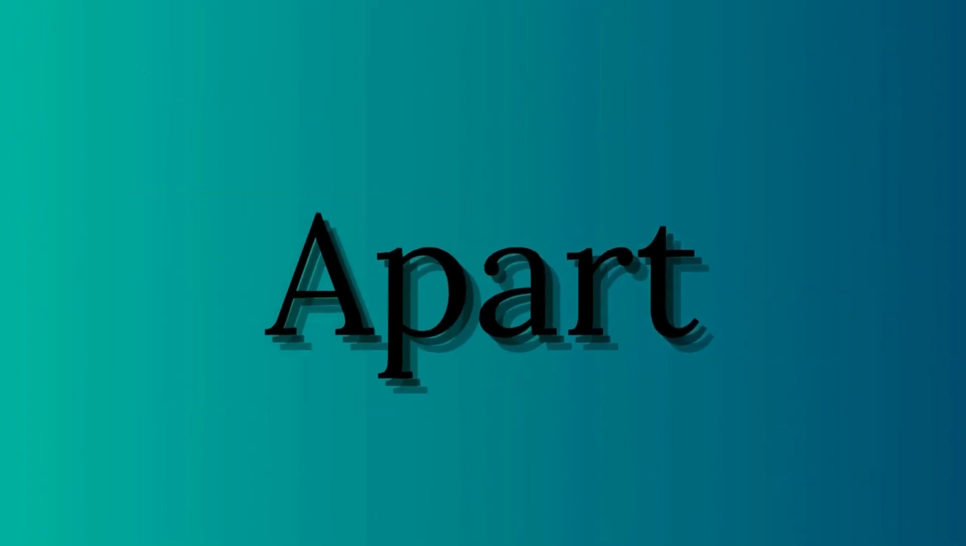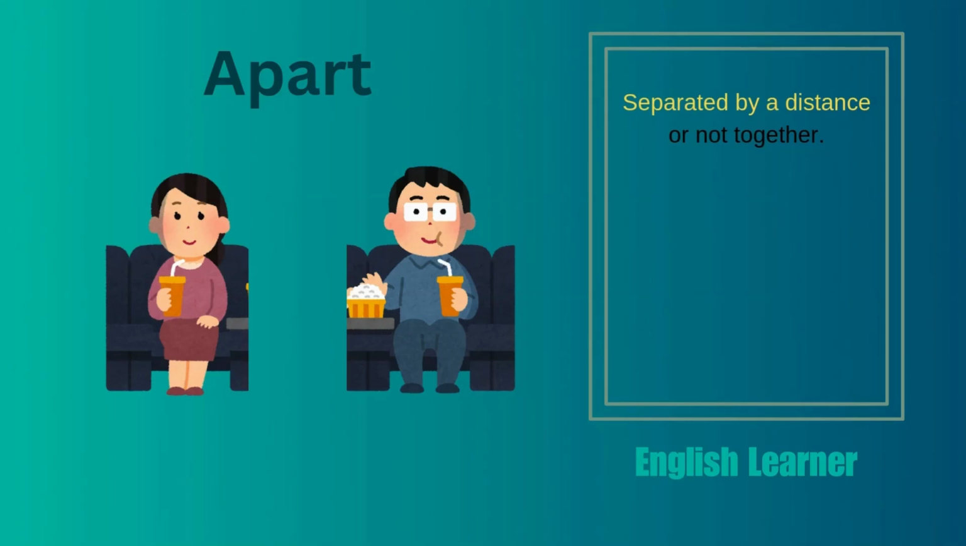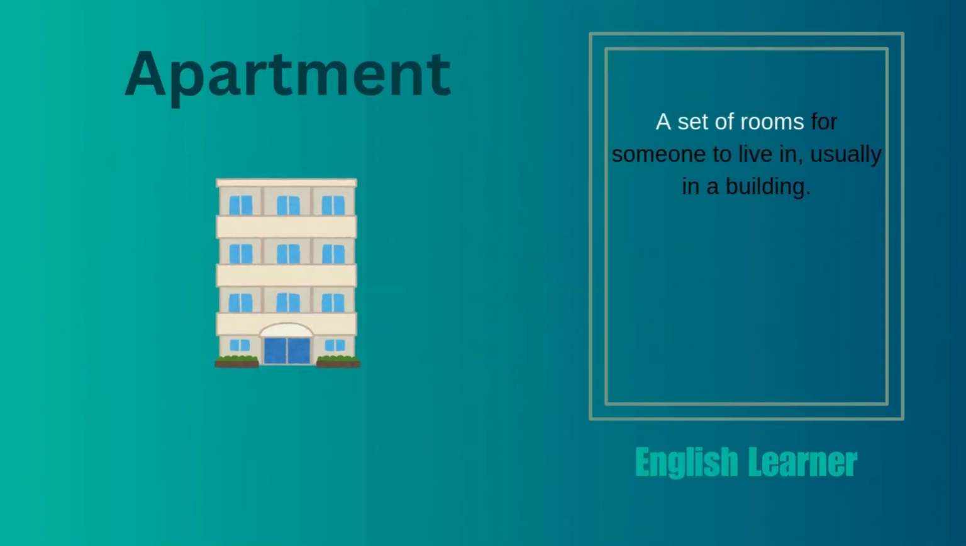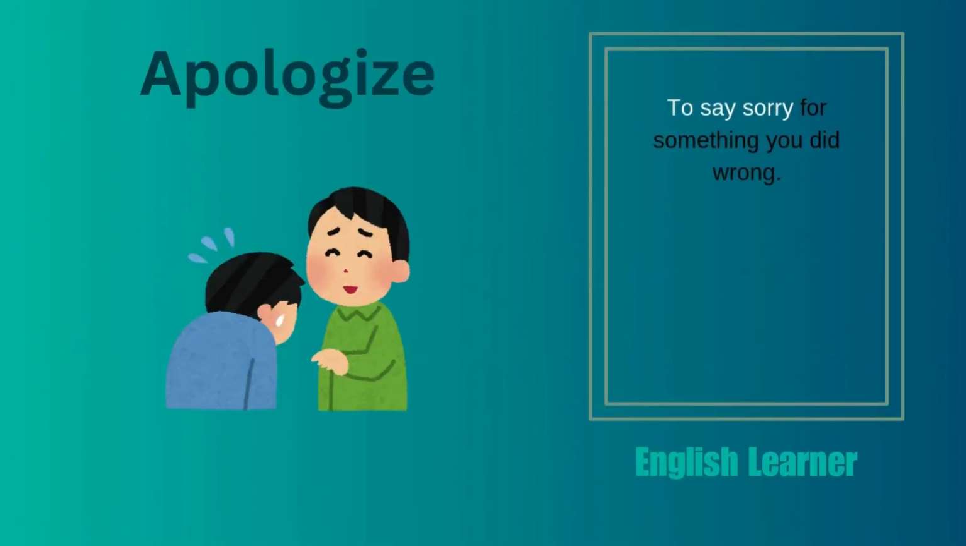Apart. Separated by a distance or not together. Example. The two friends sat apart during the movie. Apartment. A set of rooms for someone to live in, usually in a building. Example. They moved into a new apartment in the city. Apologize. To say sorry for something you did wrong. Example. He had to apologize to his friend for being rude.